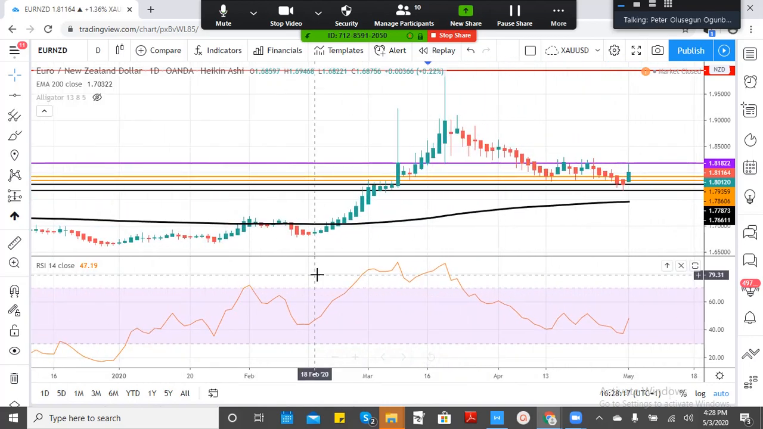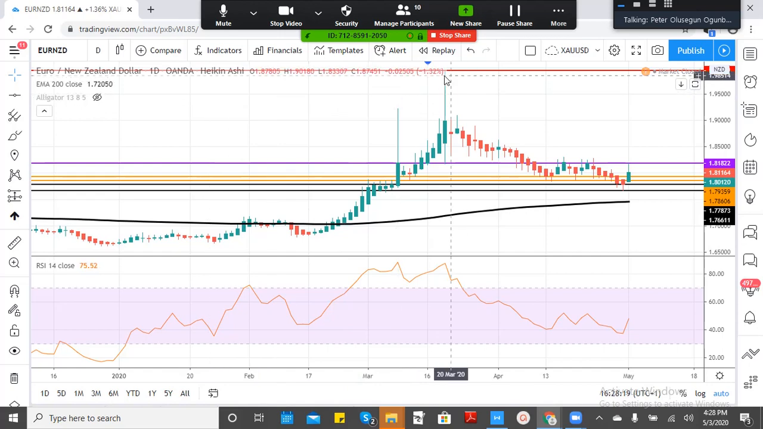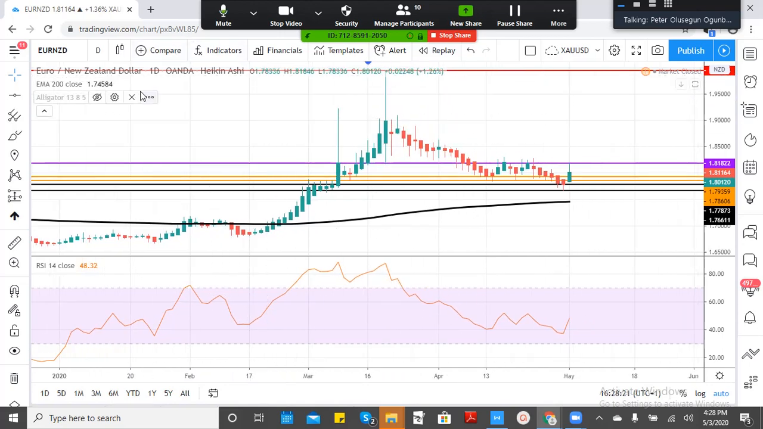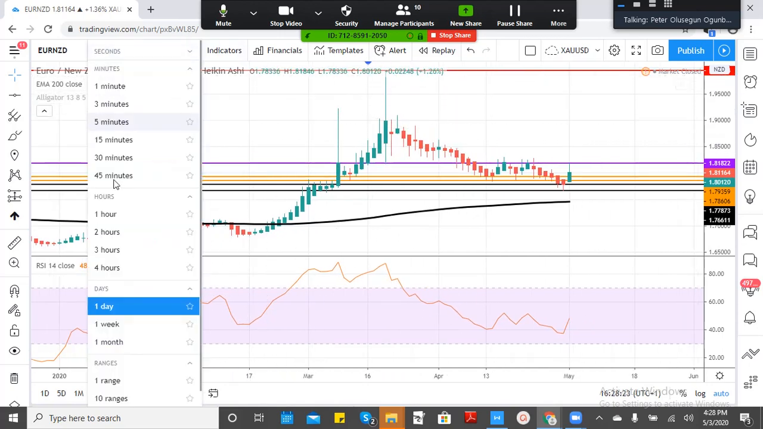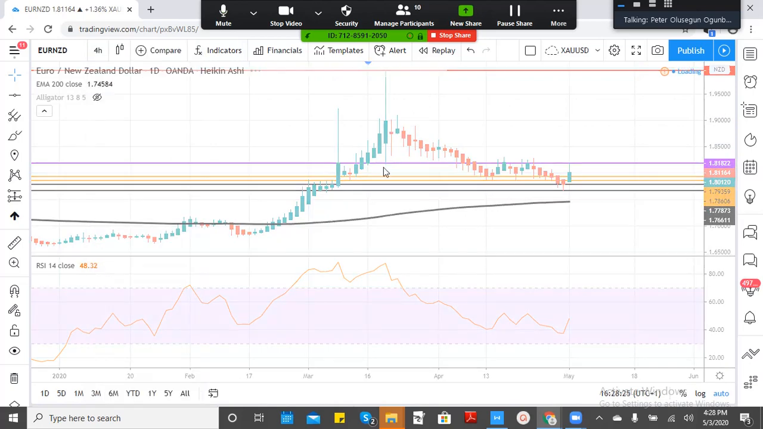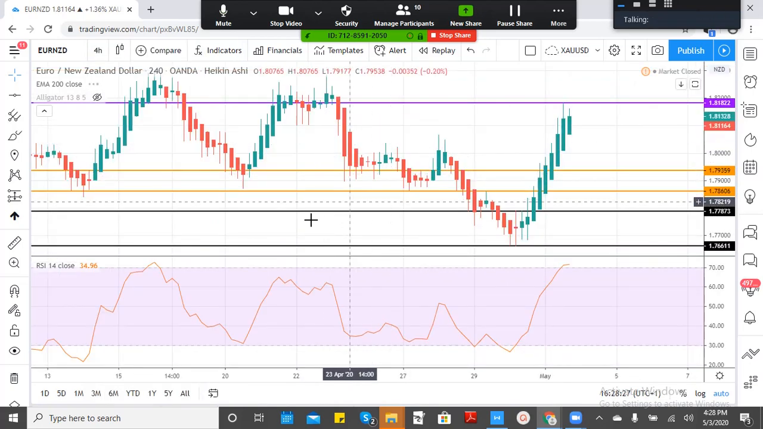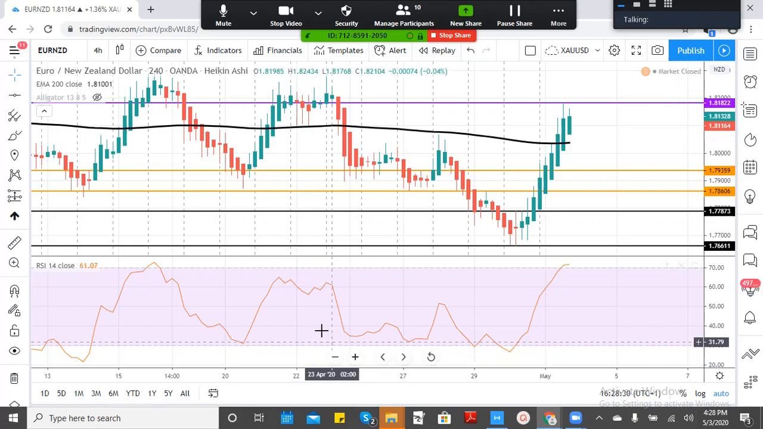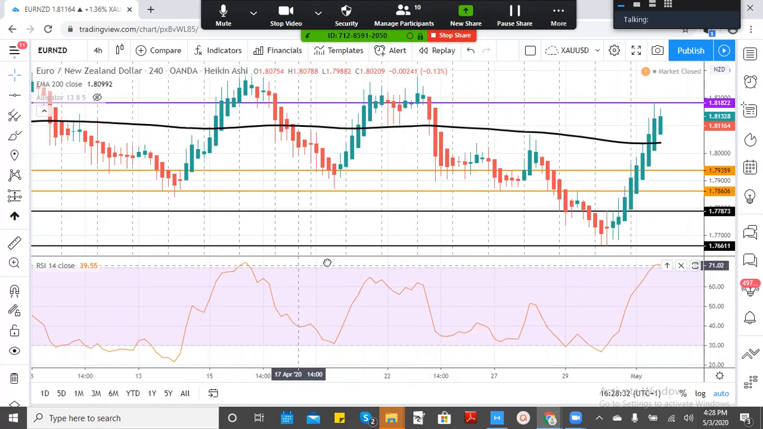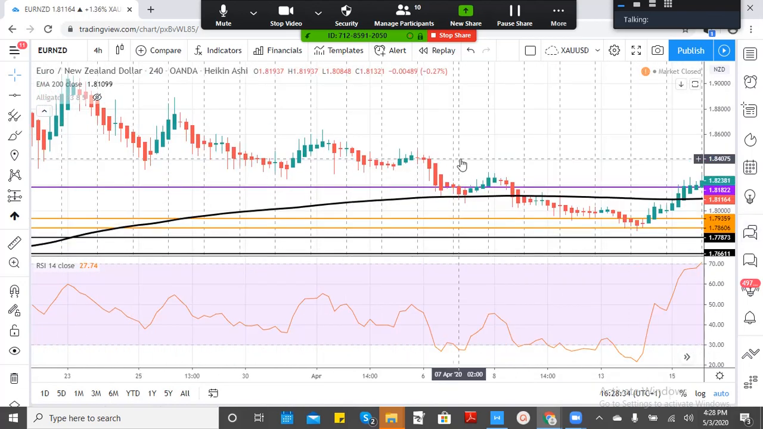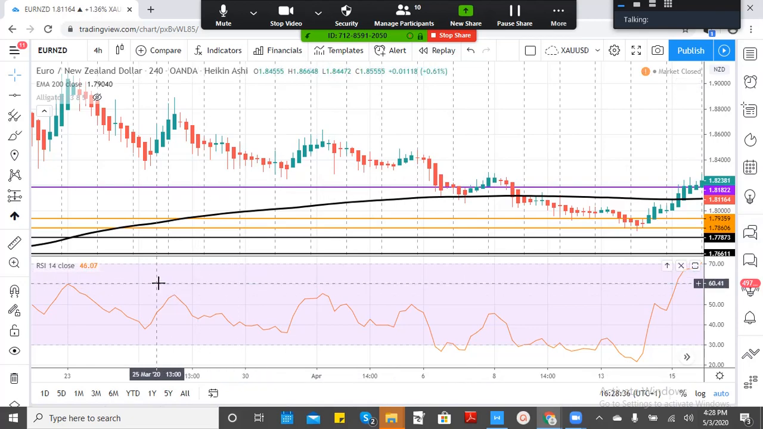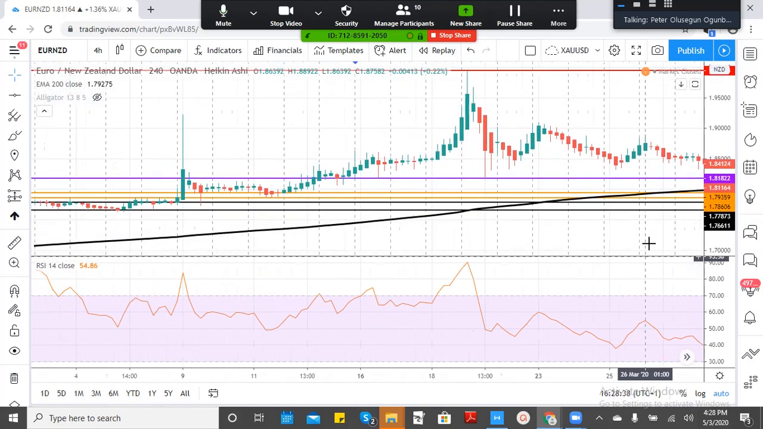So at that point, that's still the point here. Let me now switch to my 4 hour candle and see what I can get from here. Let's switch to our 4 hour candle so it's coming out.